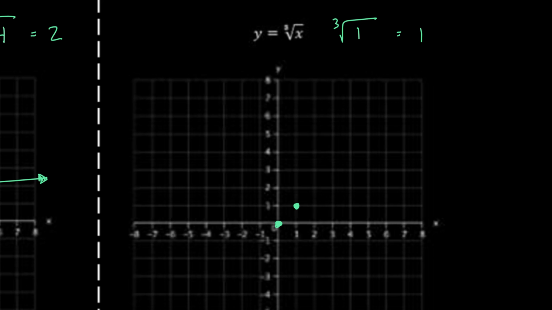What's the next perfect cube? 8, right? 2 times 2 times 2 is 8. So when your x value is 8, what is the cube root of 8? 2. So when the x value is 8, our y value is 2.